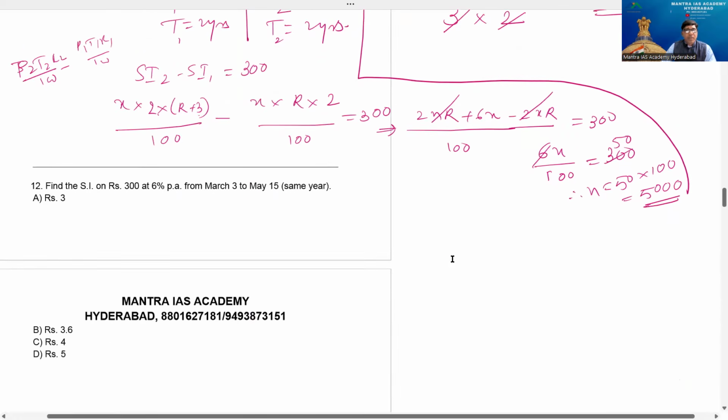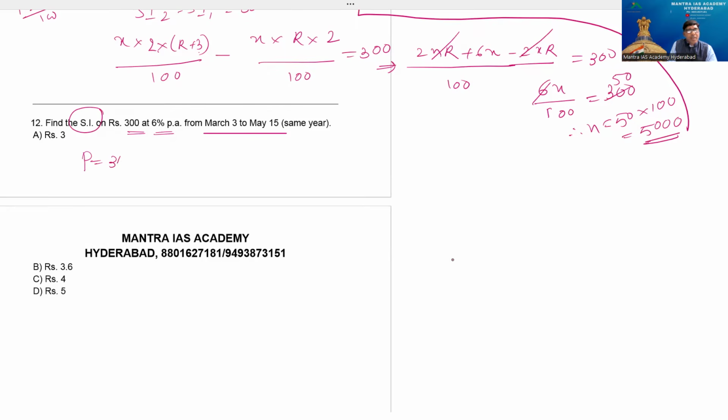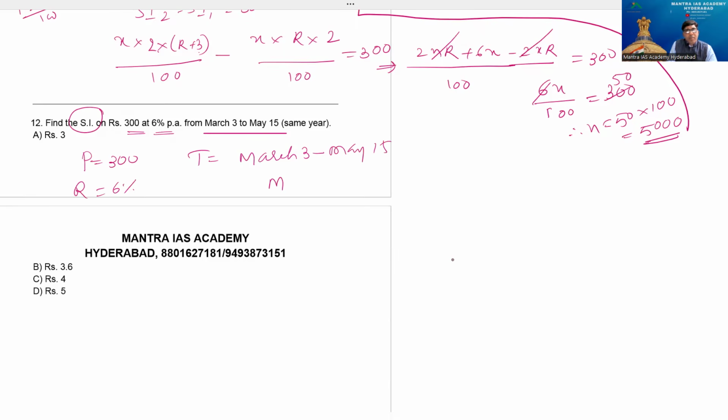Now, the 12th question. Find the SI on rupees 300 at 6% per annum from March 3rd to May 15th. In this case, days are mentioned, and the target is the same, SI. Of course, P is mentioned here as 300, and the rate is 6%. But from the time point of view, from March 3rd to May 15th indicates March, April and May.